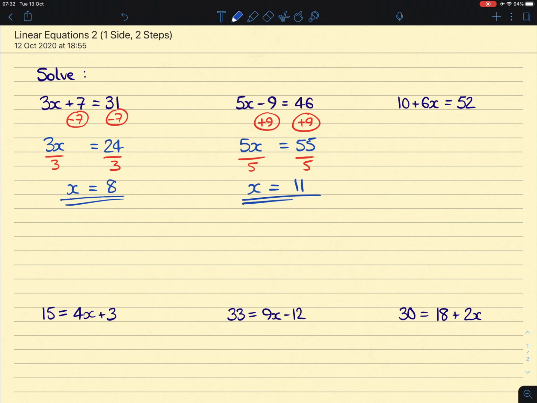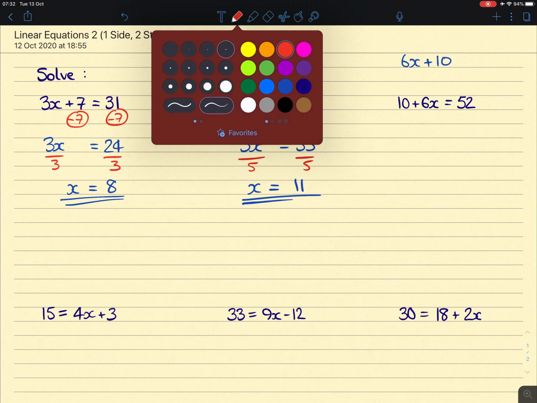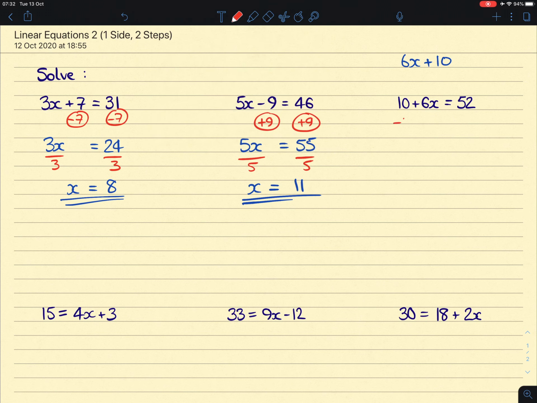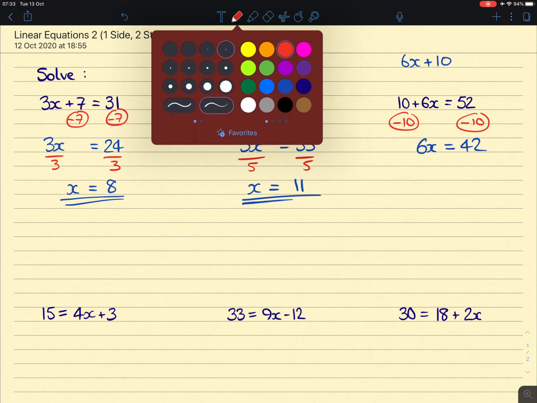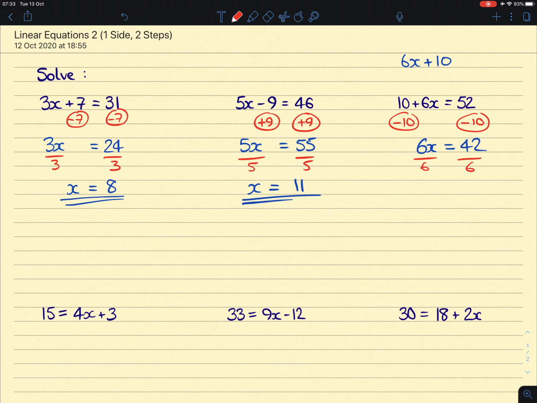The next one, even though 10 and 6x are written the other way around this time, it's still the same situation as before, where that multiplying by 6 is the value that's closest to our x, the first thing that happened to it, and then you've got this plus 10 afterwards. So we need to get rid of that plus 10, first of all, by subtracting 10. I'm going to do it on both sides as always. I'm going to be left with 6x on the left and 42 on the right. Then to get rid of that multiply by 6, we're going to divide both sides by 6, leaving us with x on the left and 7 on the right.